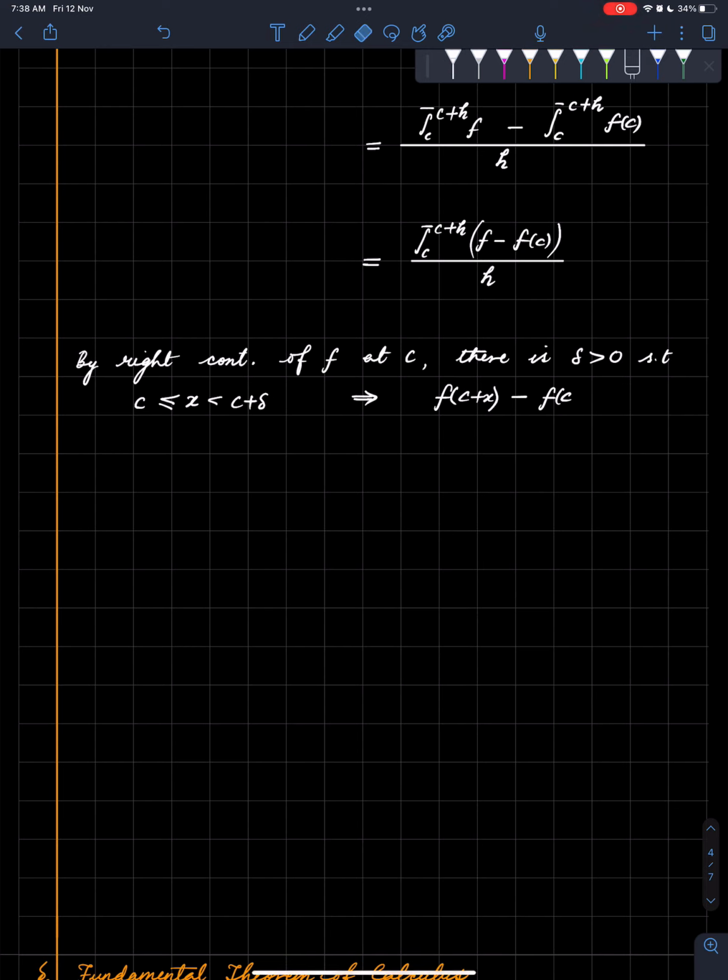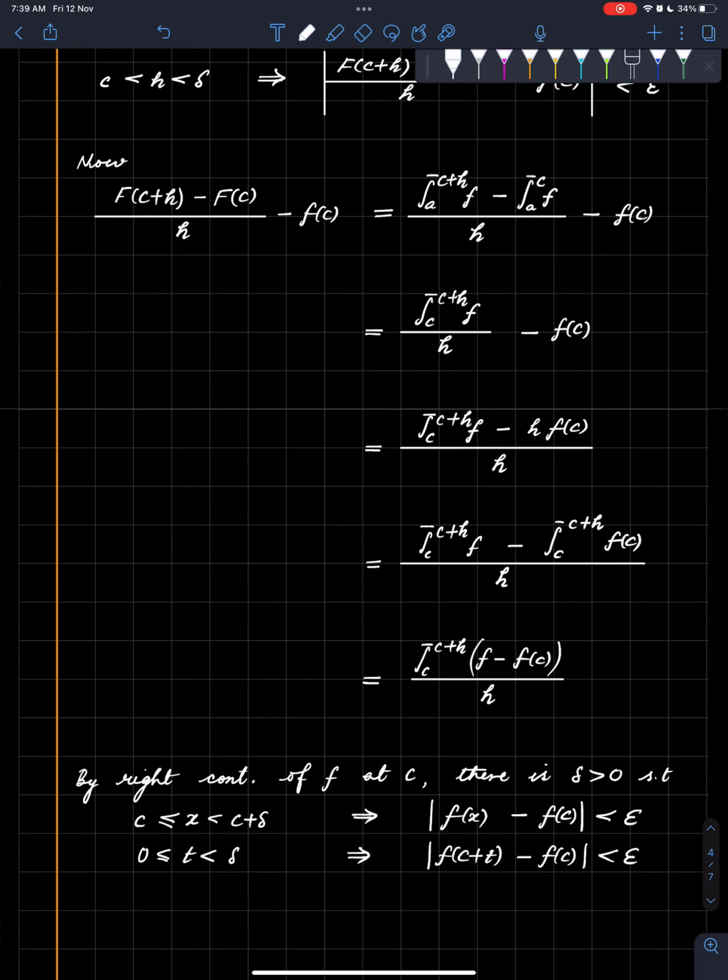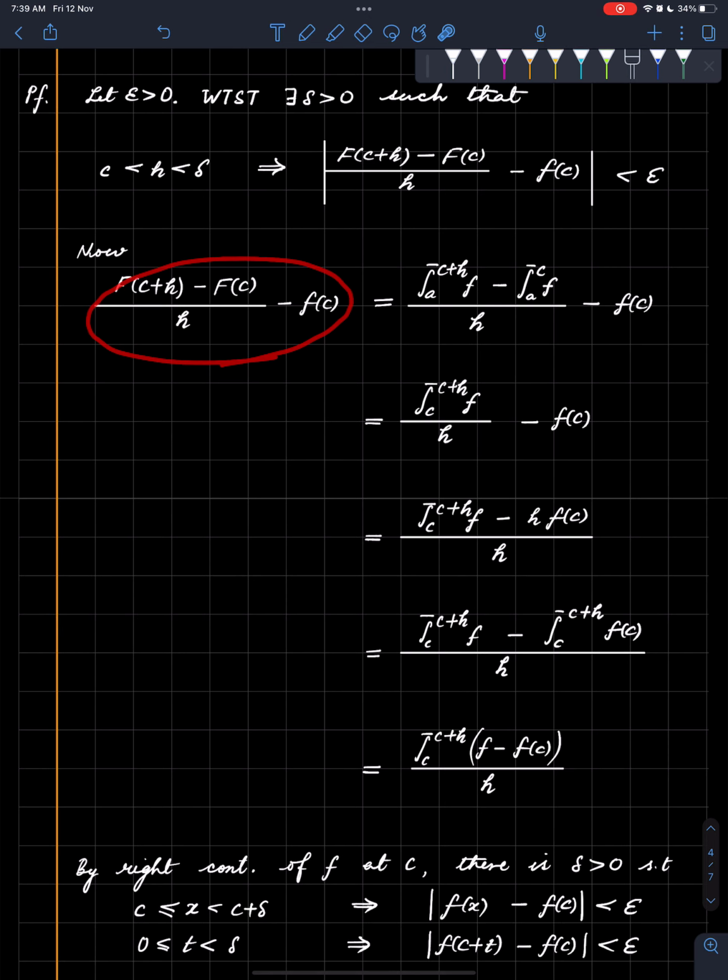In fact, if I've written x that way, then there is no c plus x, it's just f of x. So we have this, and this is immediately from the right continuity. This is the same as saying that 0 less than or equal to t less than delta implies the absolute value of f of c plus t minus f of c is less than epsilon. So both the statements are the same.